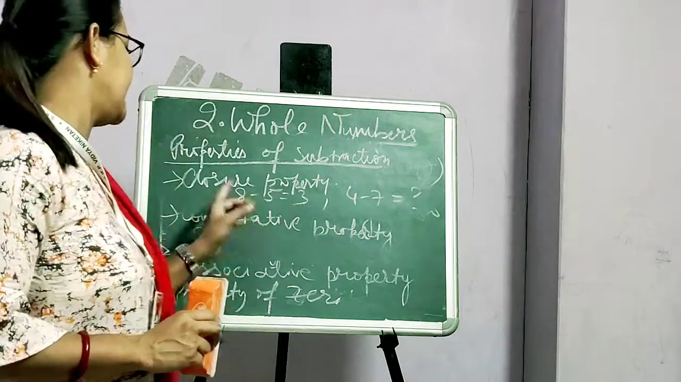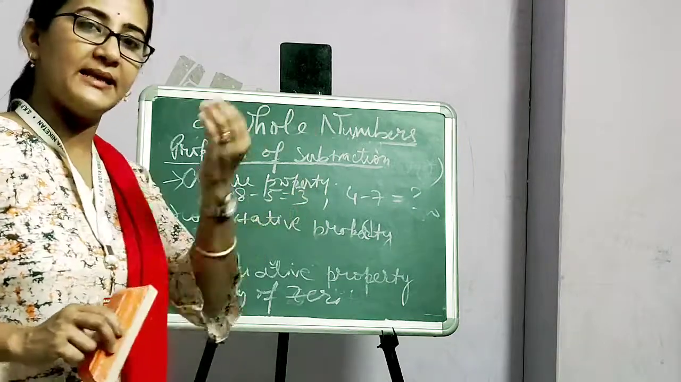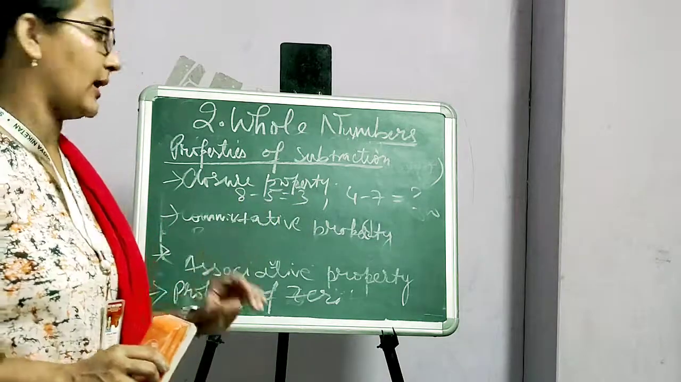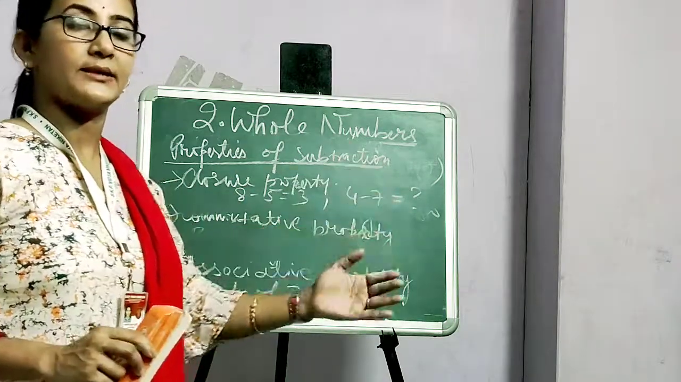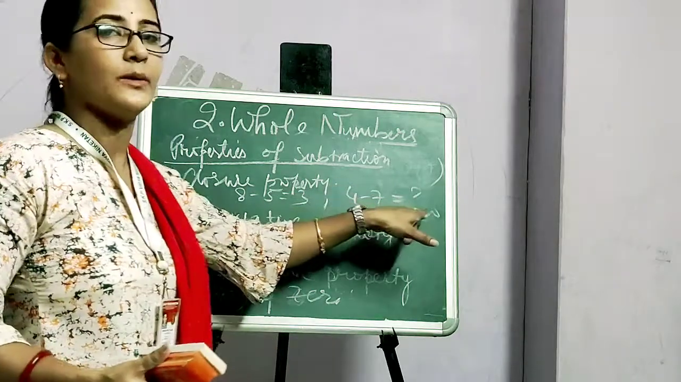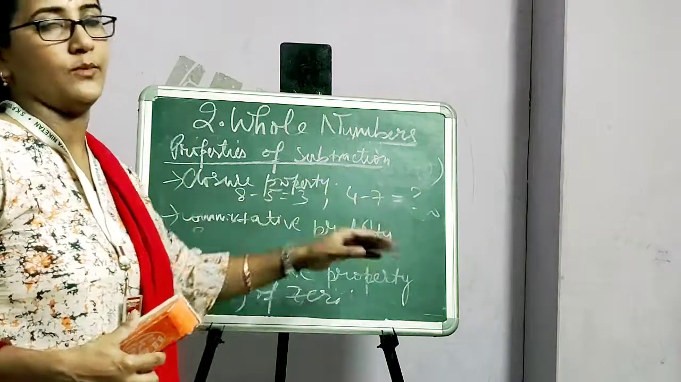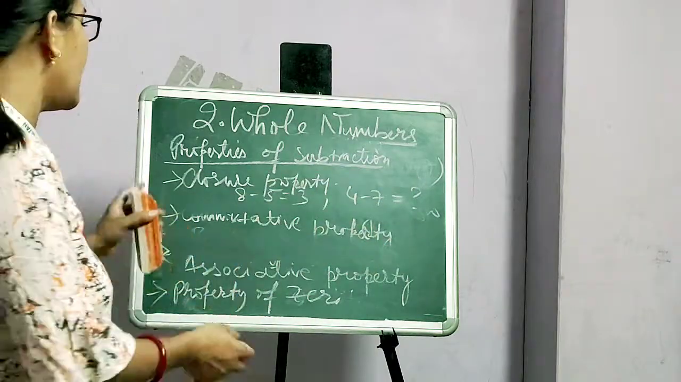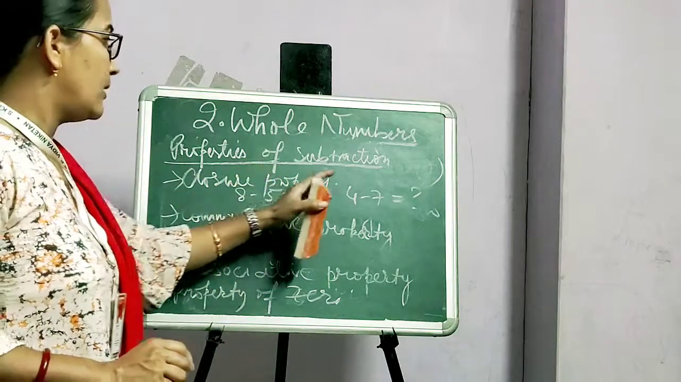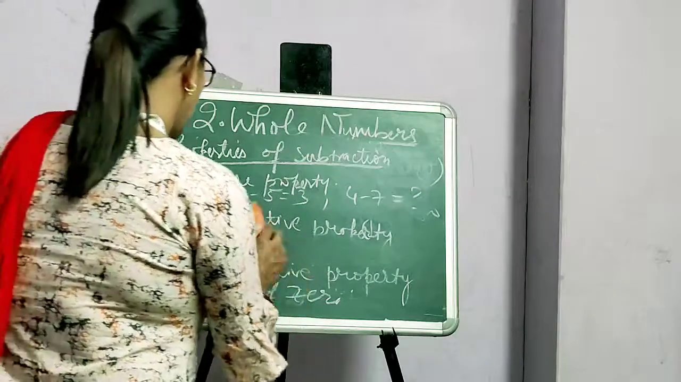Okay, again I am repeating. See, 8 minus 5, whenever we are subtracting a smaller number from a larger number, then we will get a whole number. It is okay. But when we are subtracting a larger number from a smaller number, the answer will come in negative form. So that is not a whole number. That is why closure property does not fully satisfy the properties of subtraction. Okay. Next we will see commutative property.